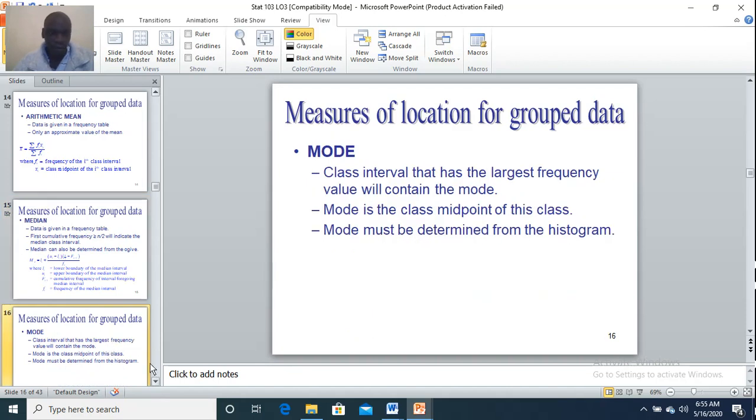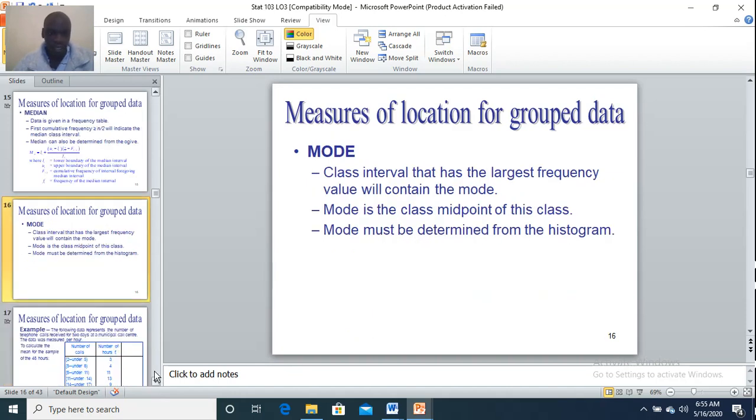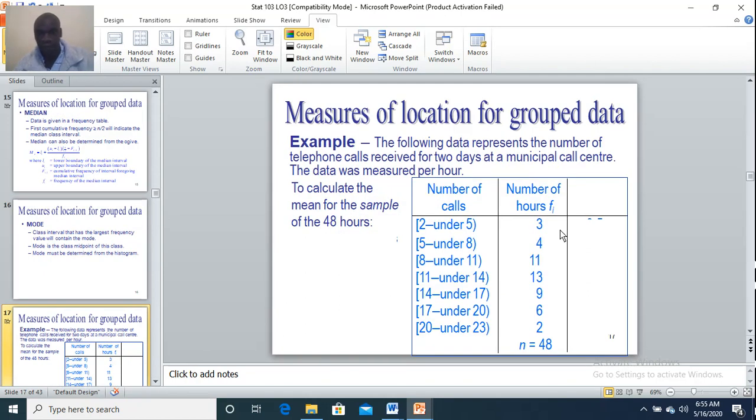So for the mode, we have another way of calculating the mode. Now let's look at the example. It might look scary, but we are using the same data that we grouped from before, and our total was 48.